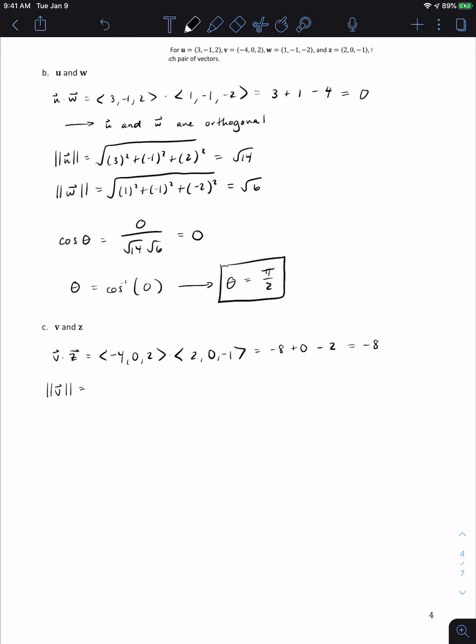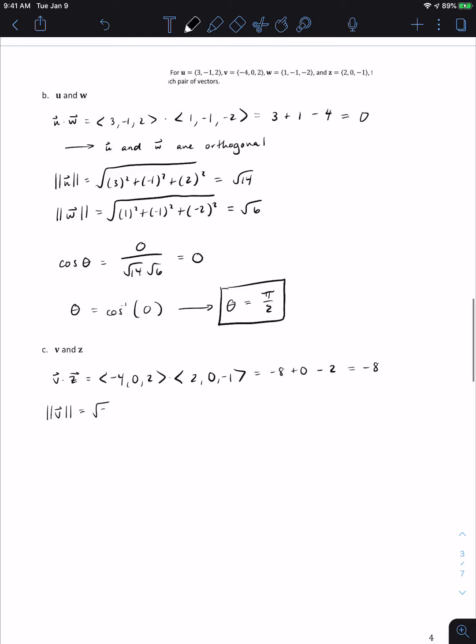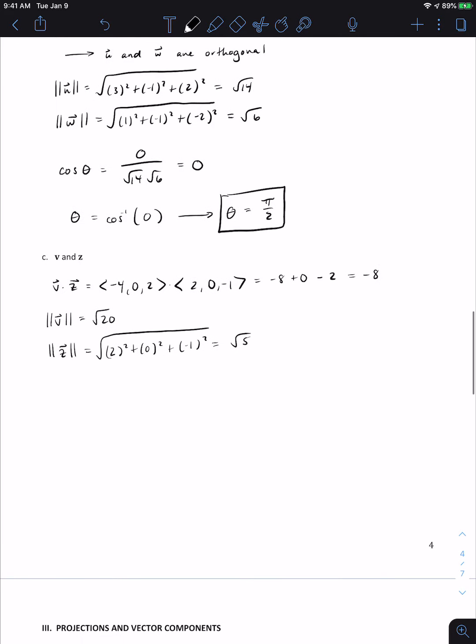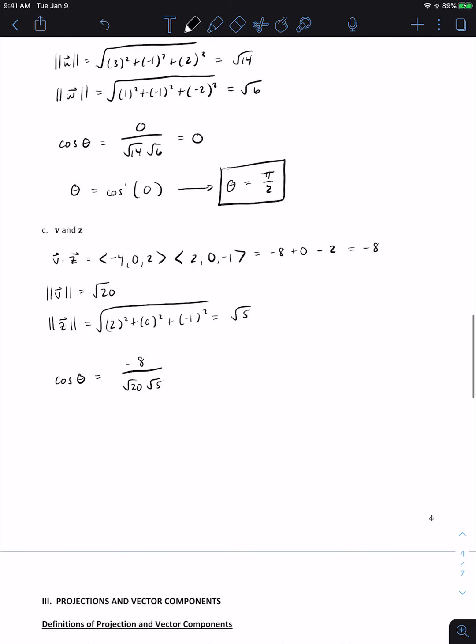The magnitude of v, I'm pretty sure we already solved for up top. That was radical 20. And then the magnitude of z is going to be 2 squared plus 0 squared plus negative 1 squared. So that's just going to be radical 5. So I get that cosine of theta is equal to v dot z over radical 20 times radical 5. Sorry, I screwed that up again. Negative 8 minus 2, this is negative 10. Here we go. So I end up getting negative 10, and then 20 times 5 is going to give me 100, so I get the square root of 100, which is 10. So negative 10 over 10 is negative 1.